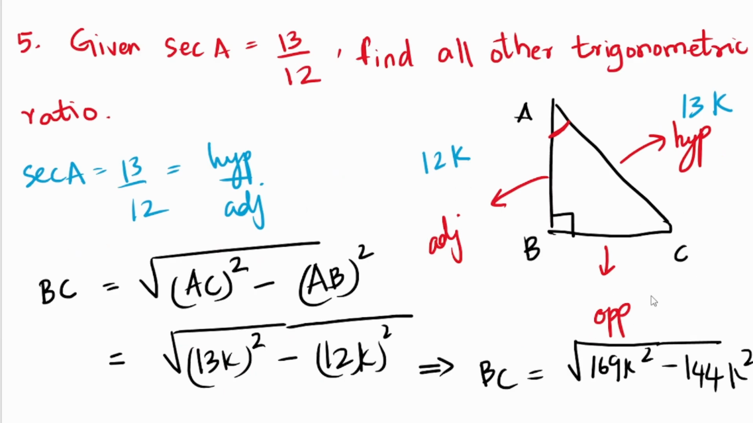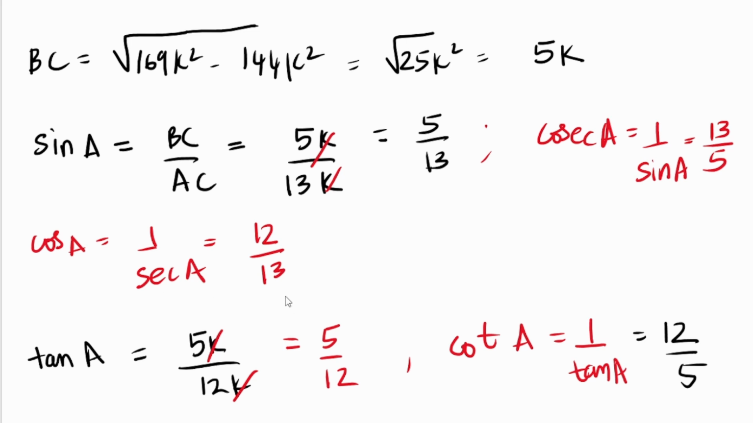We already found out this value to be 5k. So tan A is 5k by 12k, which is 5 by 12. So you have found out the answer. I hope this question is also clear. Okay.